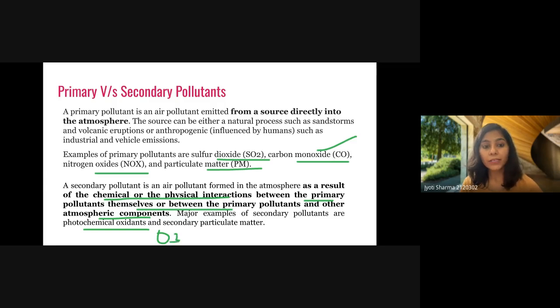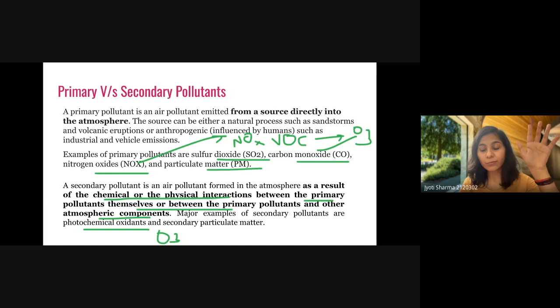Okay, so because we have NOx, and whenever we have volatile organic compound in the presence of sunlight, that will give you the production of the ozone. Okay, so this is the secondary. So NOx, that is the nitrogen dioxide, is already in the atmosphere. Volatile organic compound is already in the atmosphere, that will react in the presence of sunlight, that will give you the ozone. Okay, so that's why ozone is the example of secondary pollutant.